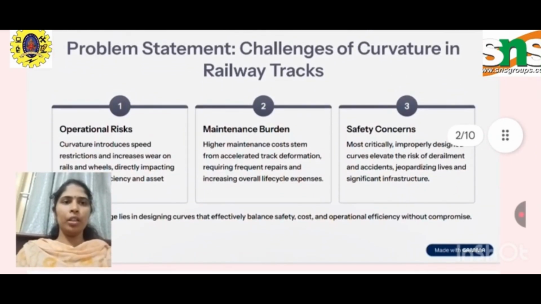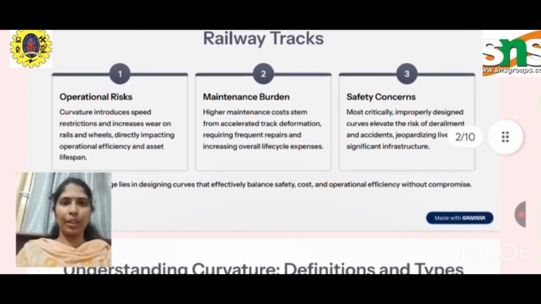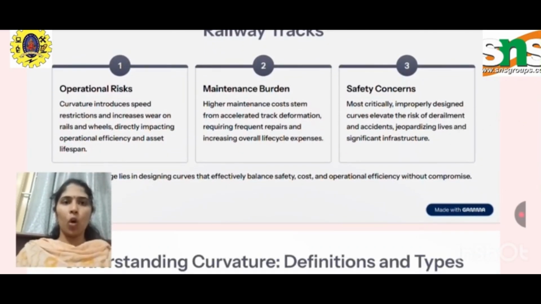Here the problem statement is challenges of curvature in railway tracks. The first one is operational risk. Curvature introduces speed restrictions and increases wear on rails and wheels, directly impacting operational efficiency and asset lifespan. Second one is maintenance burden. Higher maintenance costs stem from accelerated track deformation requiring frequent repairs and increasing overall life cycle expenses.